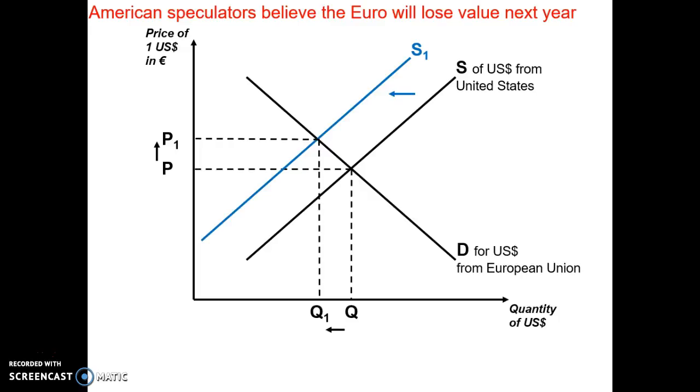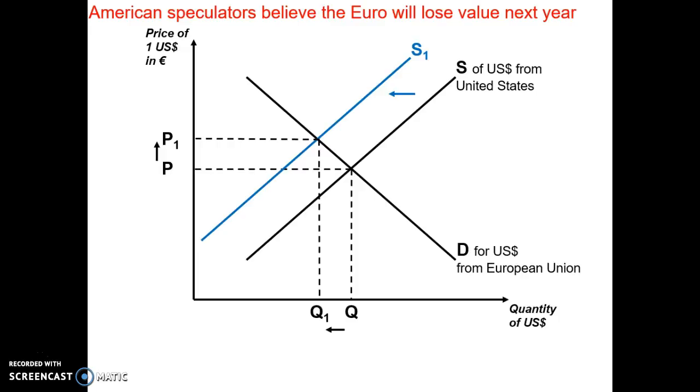And what happens to the US dollar? The US dollar appreciates against the euro in this case. So in this example, again, American speculators want to stop buying the euro because they believe it's going to lose value. The supply of the US dollar on the foreign exchange market therefore decreases because speculators are no longer buying euros, and we show that by S shifting to S1, a decrease in the supply of US dollars, and price going up, but we don't call it price, we call it the exchange rate, and when it goes up we use the term appreciation.